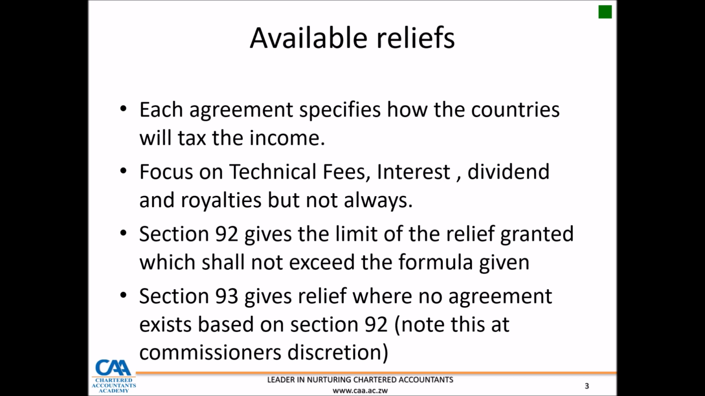Section 93 now gives relief to incomes where there actually isn't an agreement between the two countries. Again, please note to read it carefully. Section 93 only applies at the Commissioner's discretion, and you would have had to apply for this relief for starters, and the Commissioner would have to see that the relief is necessary. It is not always granted. The relief where there are no agreements existing will be similar to the relief given in Section 92, which will not exceed the lesser of the ZIM tax or the foreign tax paid.